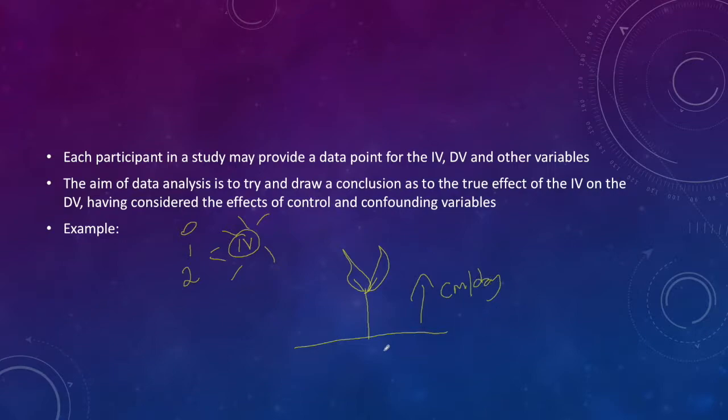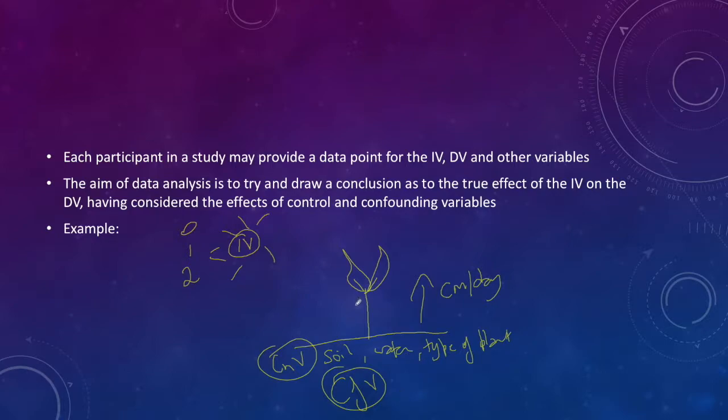Now, obviously, common sense dictates that sunlight is not the only factor which controls the rate of growth of plants, so you would have to factor in things like soil type, water levels, the type of plant, etc. And these would all be our control variables. There might also be other factors which we haven't considered and which we only think about after we finish our experiment. So those would be our confounding variables, which we don't know about yet.